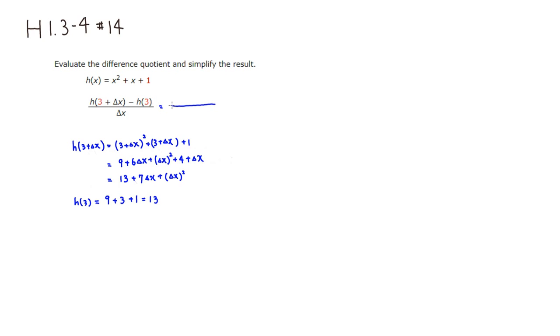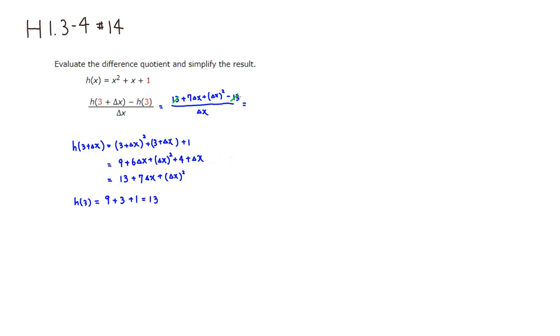So h of 3 plus delta x, we just found that to be 13 plus 7 delta x plus delta x squared. Then we're subtracting h of 3, which is 13. Then we have a delta x on the bottom. So what we can do is cancel: there's a 13 here, minus 13.